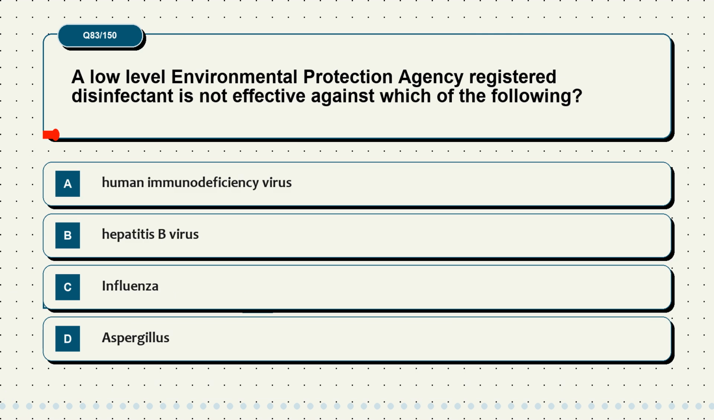Question 83. A low-level Environmental Protection Agency registered disinfectant is not effective against which of the following? Here are the options. Option A, human immunodeficiency virus. Option B, hepatitis B virus. Option C, influenza. Option D, aspergillus.